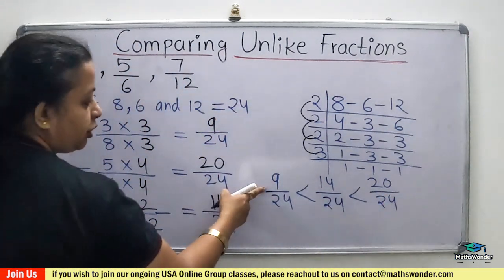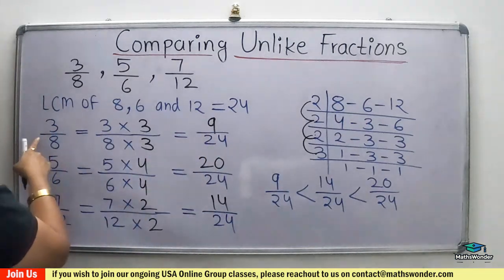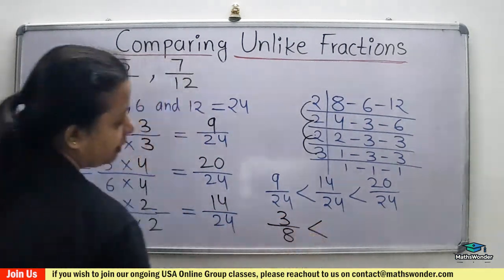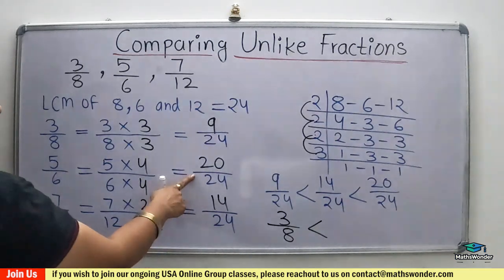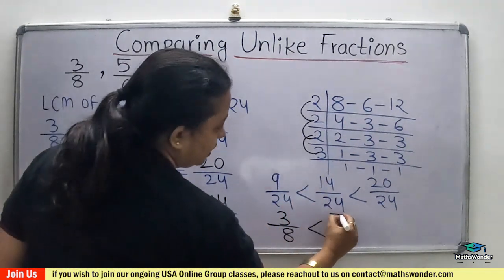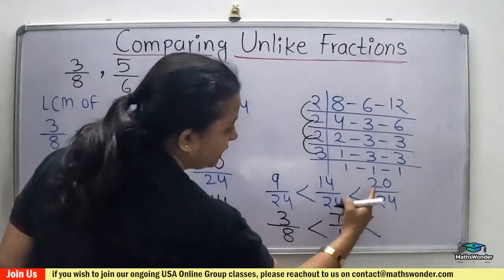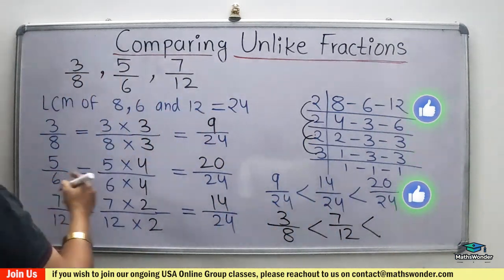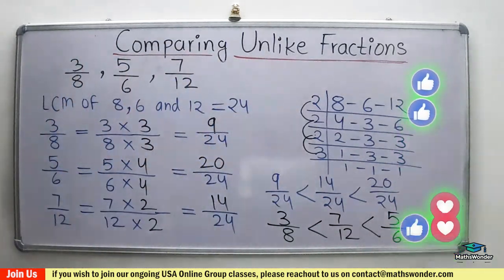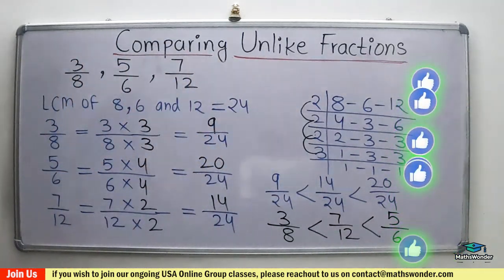You have to convert back to your original fraction. 9/24 comes from 3/8. You will be converting to the original fractions. Then 14/24 comes from 7/12, so you will write 7/12. And then 20/24 comes from 5/6, so you will write 5/6. This is the increasing order method.